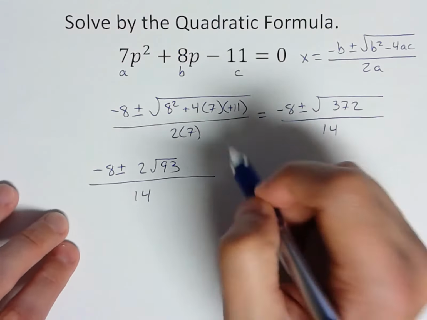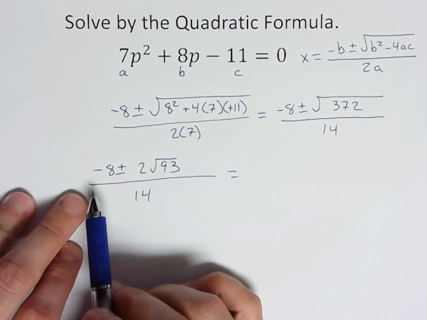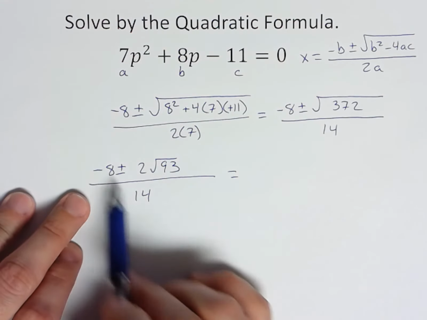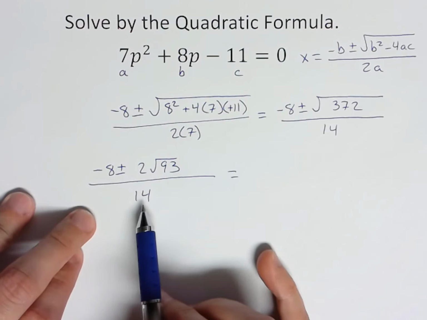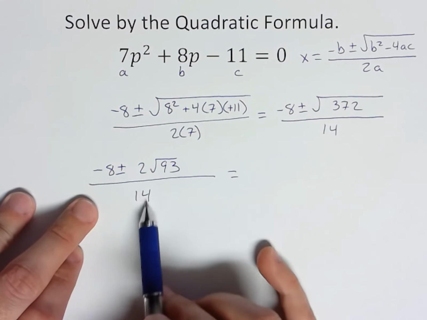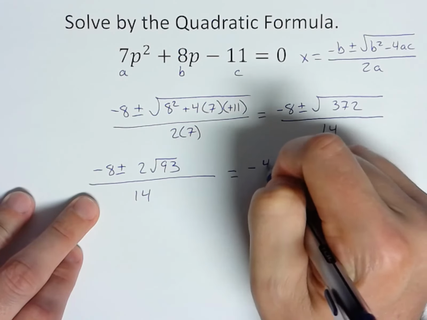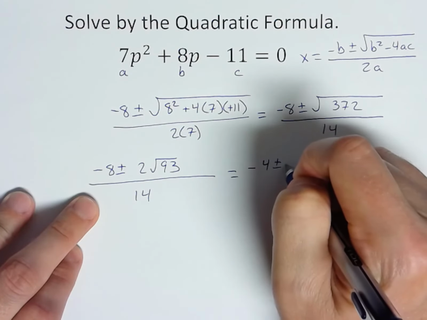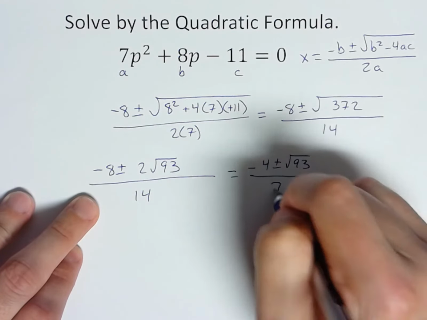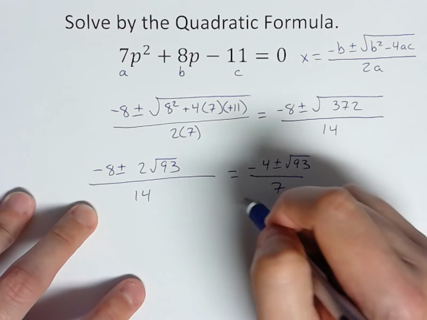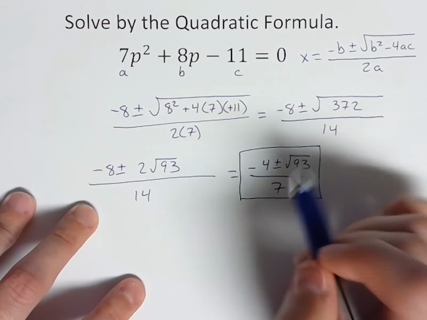And so now one last step, let's simplify this. And remember, here's a common mistake I see. People will simplify this but forget that this whole top thing is divided by 14. So we can divide all these by 2. So I get negative 4 plus or minus the square root of 93, all over 7. Not a real pretty answer, but an answer nonetheless.